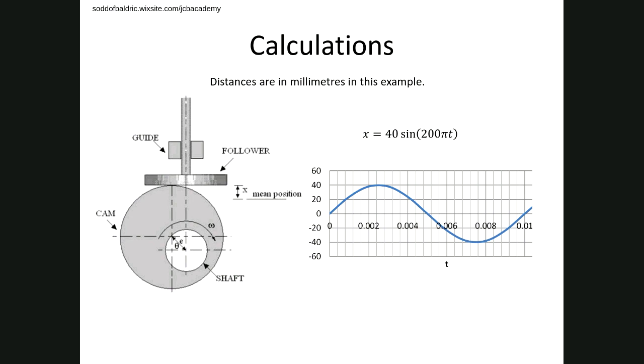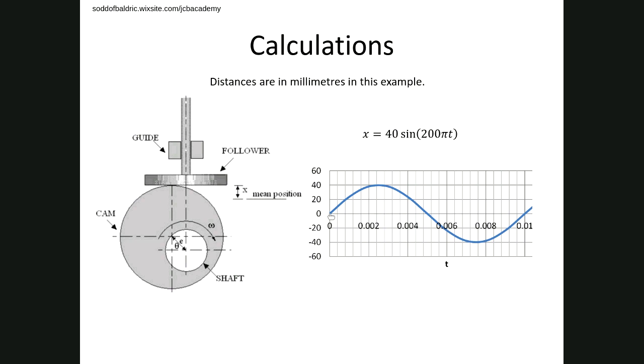This cam has a maximum displacement, which is set by this larger diameter here, and we have a minimum displacement, which is set by the smaller side. Somewhere in the middle of that we've got what's called the mean position, and that relates to the 0 on our graph.